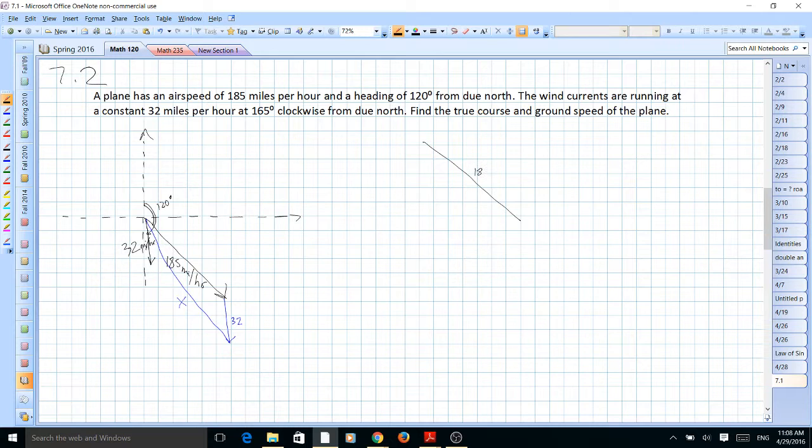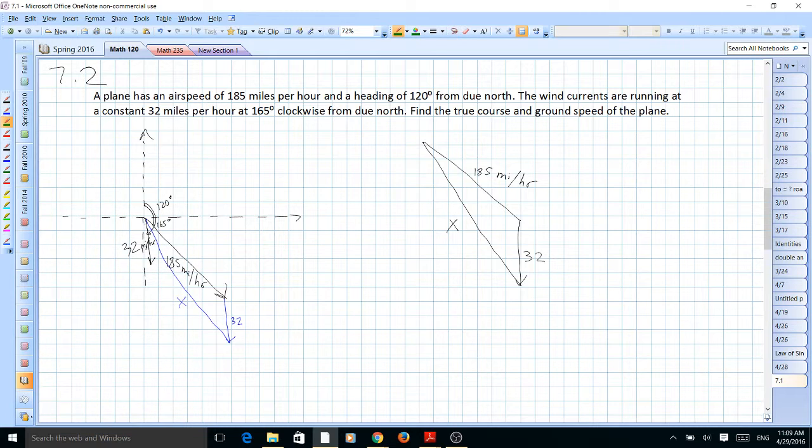I have my 185 miles per hour. I have the 32, and this is what I'm looking for. This is my X. I do need to get some angles in there. I know that this piece is 120. All the way over here is 165. That's part of my problem. So the difference between 165 and 120 would be my 45 degrees. Also, I know the difference between 120 and 180 is 60.